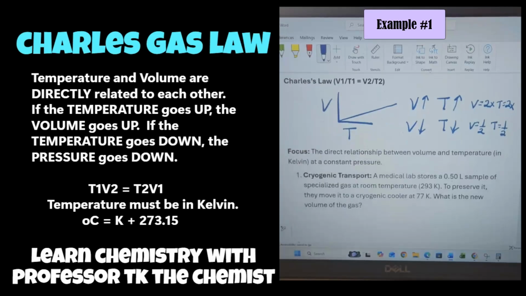Now, here's the other thing too. Your temperature must be in Kelvin. And if it's not, you're going to add 273 to it, okay? So that means if I give you a temperature reading in degrees Celsius, you just have to add 273.15 or just 273 to the number to get your answer in Kelvin, okay? That's it. Now, let's take a look at this next problem.